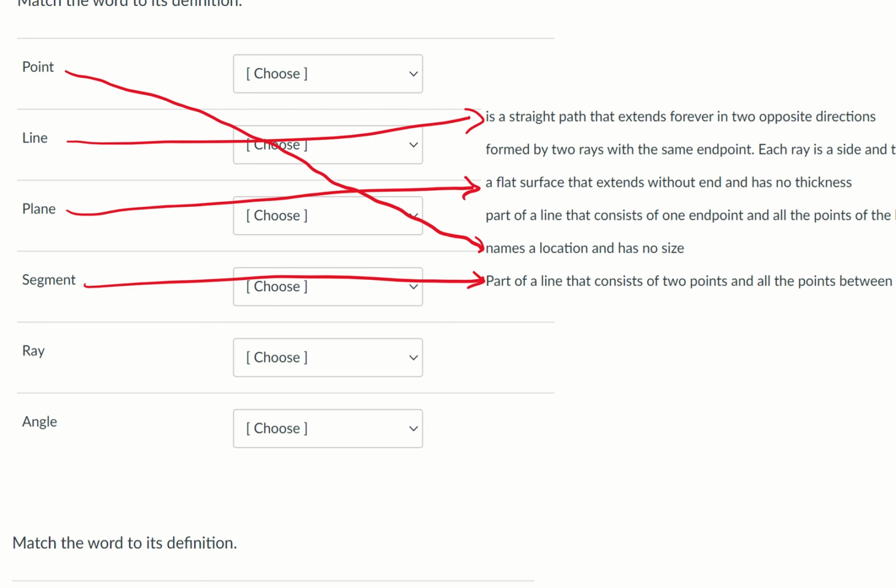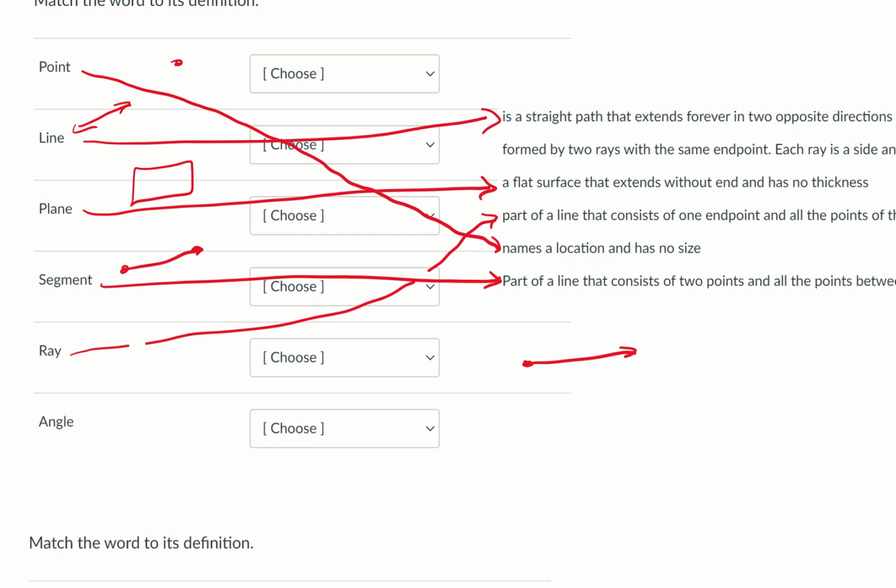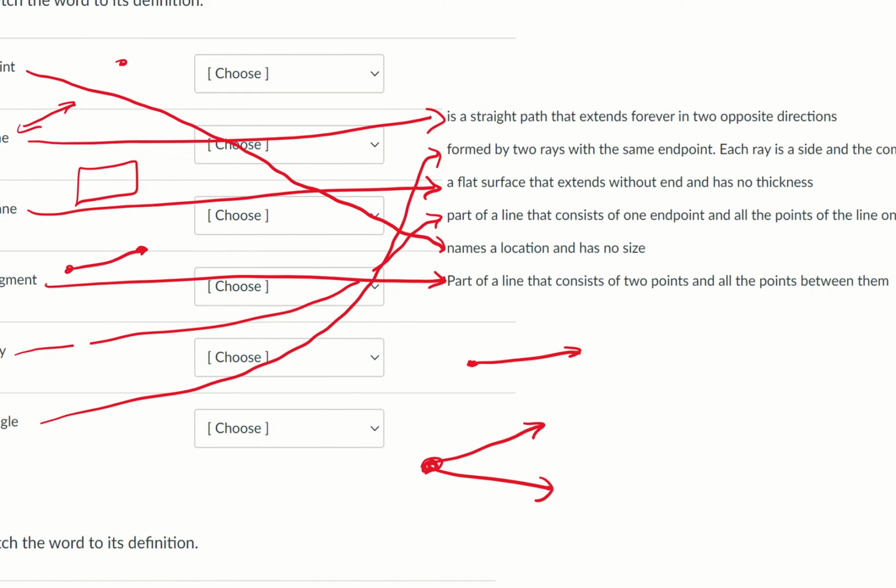A ray is essentially part of a line. It's like half of a line. So it consists of one endpoint, then it extends forever in the one direction, right? And then this is the line segment, kind of looks like this. Plane, flat surface, a line like this, and then a point is just a location in space. Okay, so we have a ray, part of a line with one endpoint, and then all the points extend on the other side. Angle. An angle is formed by two of these rays. If we put two of these rays together and connect them at one point, we call that an angle. So formed by two rays, the same endpoint.